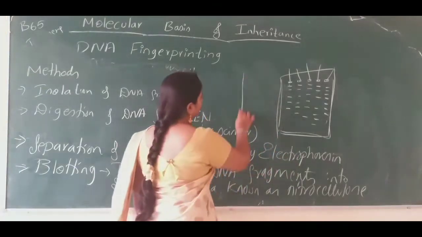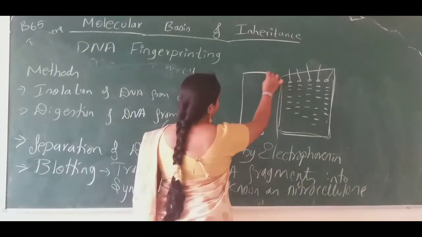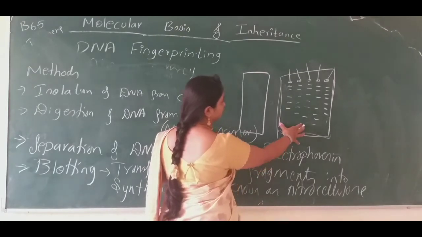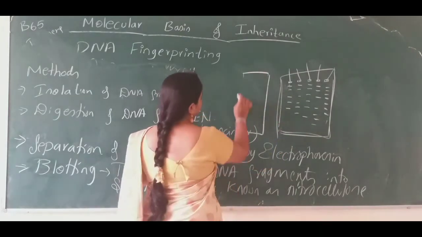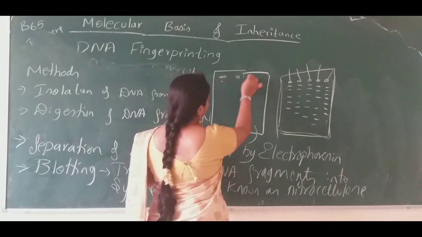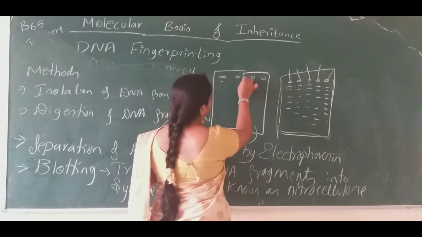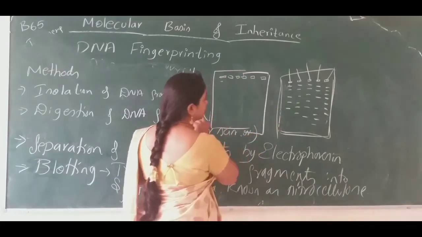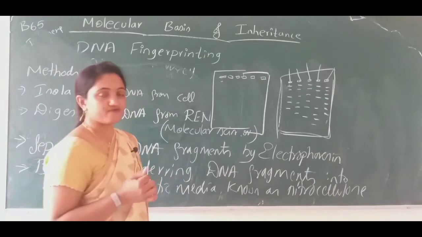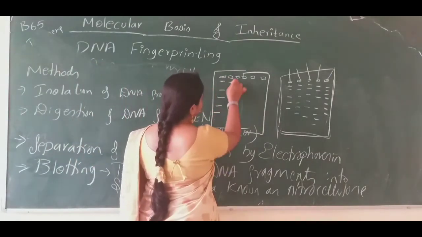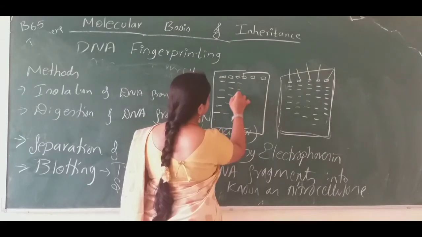We also take a dump. So this is the sample of individual one, and this will be the sample of individual two. What is our aim? We are going to match both their DNA fragments. So this will be having the fragments.